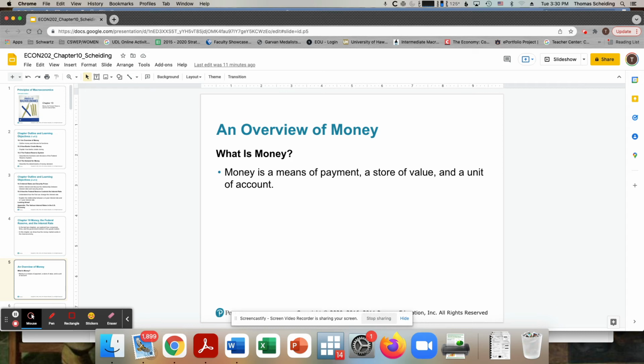So, what is money? It basically has to be three things. It has to be all three things. It has to be a means of payment, meaning it's a way to pay bills, to receive payments for working. It's a store of value, meaning it stores its value over time. And it's a unit of account, meaning that it's the thing that payments and bills are all represented in.